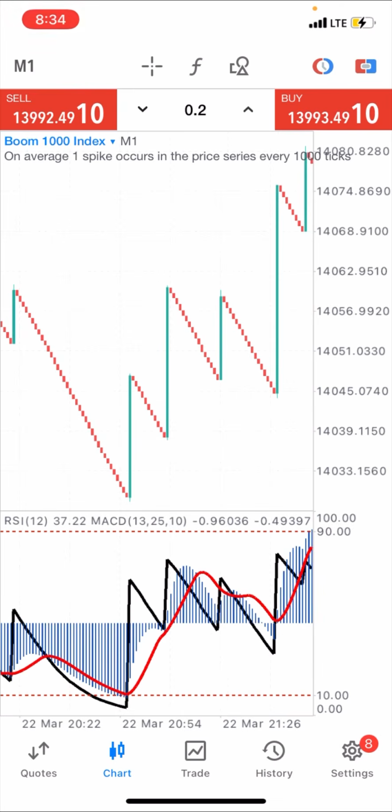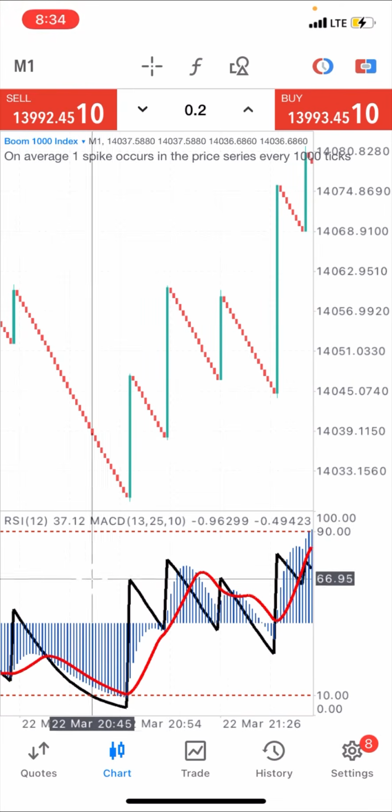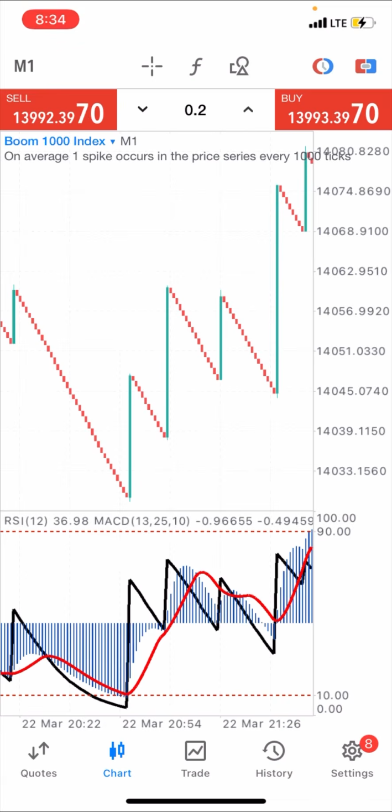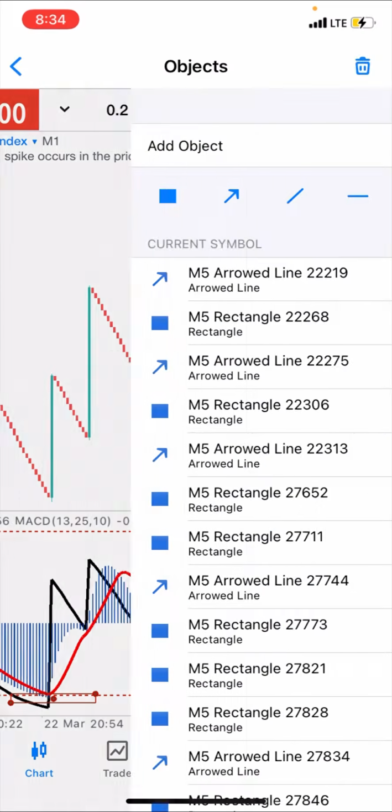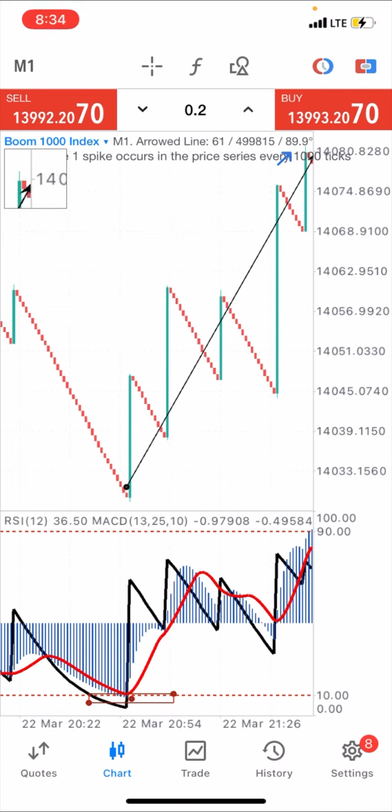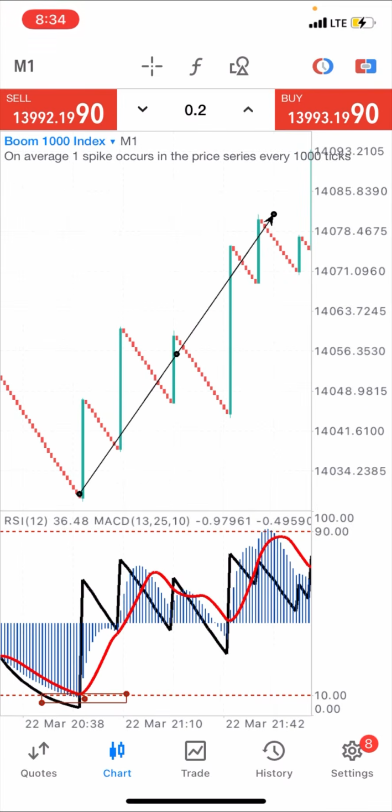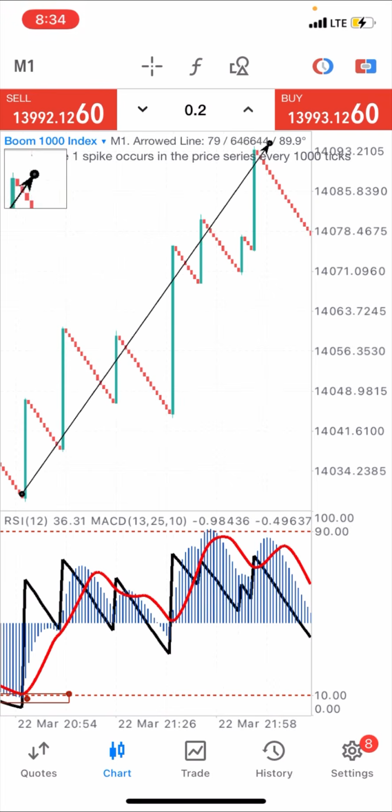Wow, this would have been massive profit, guys. Look at that place, look at this place. Right after the crossing here around level 10, you can see all of the spikes that followed. It didn't end there, it kept going.